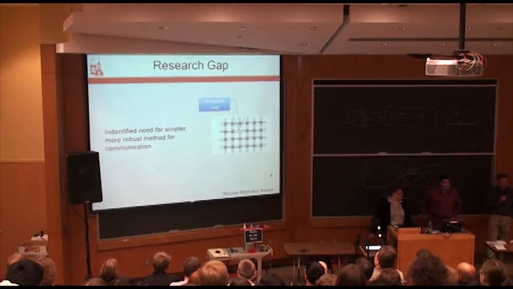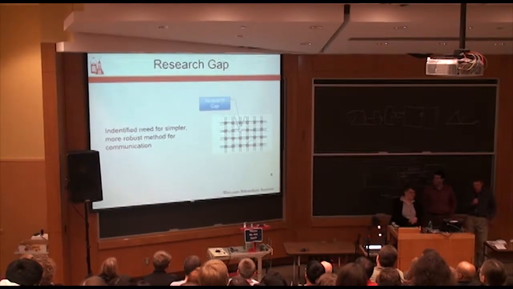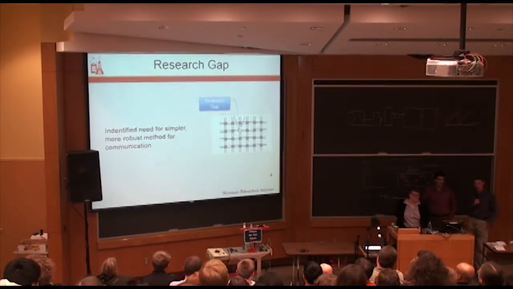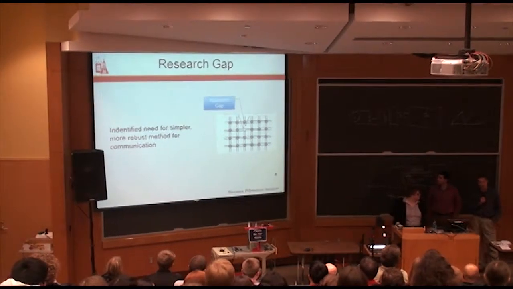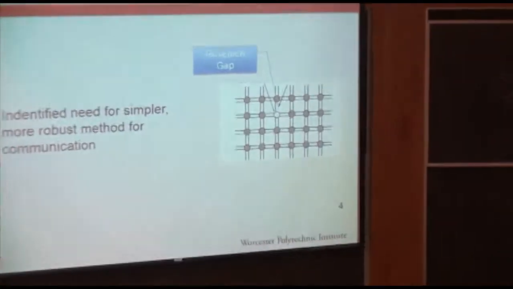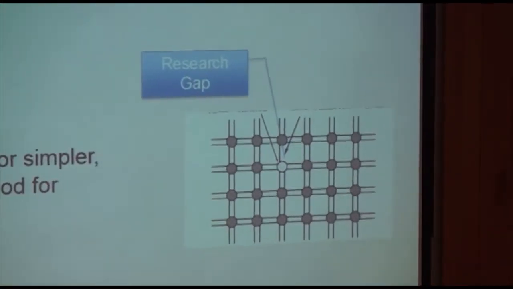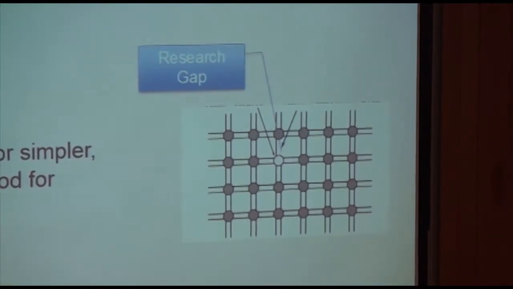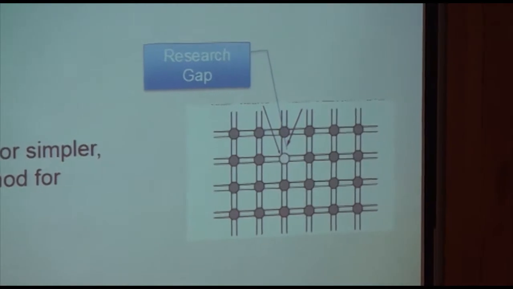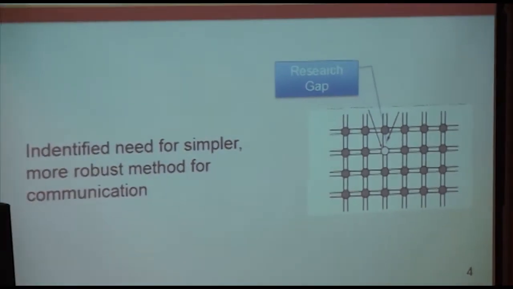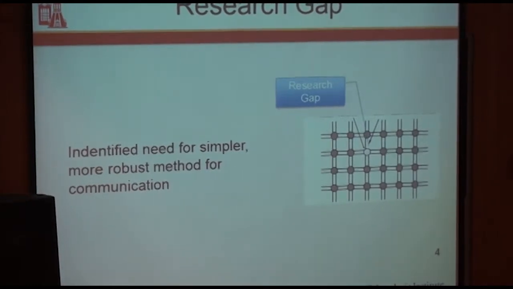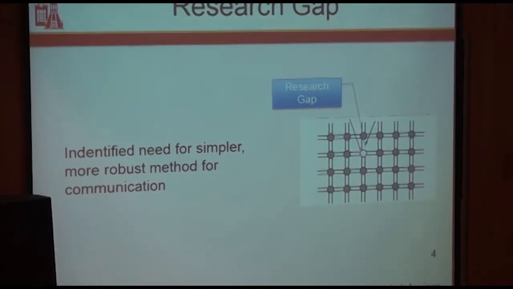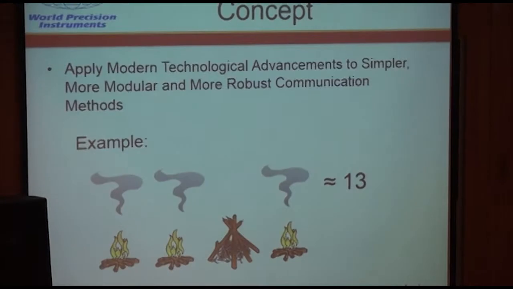So we had a research gap we were trying to fill. This was a big problem. It was such a big problem we called it a P-type research gap, where we needed to identify a much simpler and a lot more robust form of communication that we could all understand more easily. There were big holes in our research field, so we filled them.